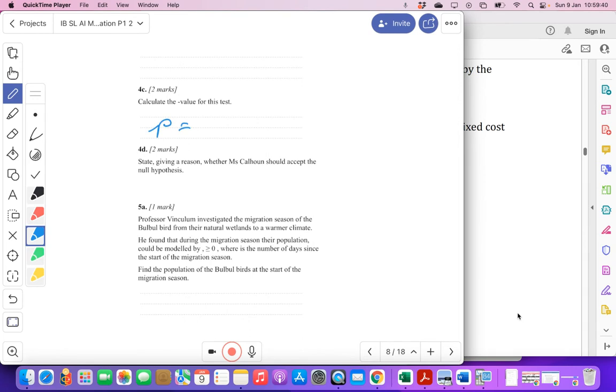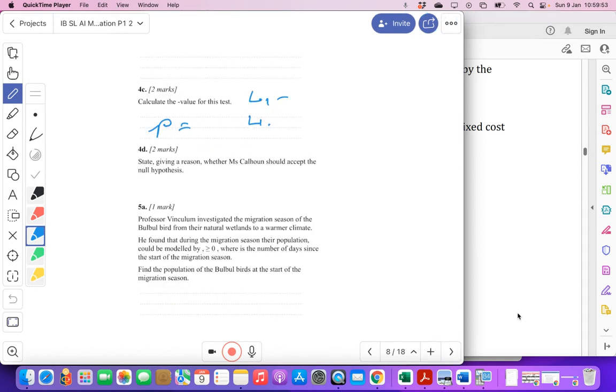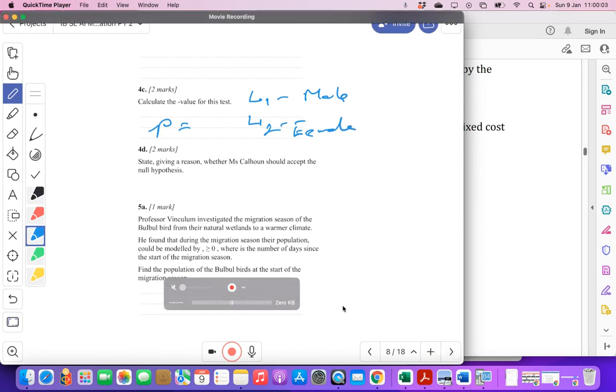So again, list 1 is going to be the male heights. List 2 is going to be the female heights. Not that it matters. And then we're going to do a t-test on the calculator.